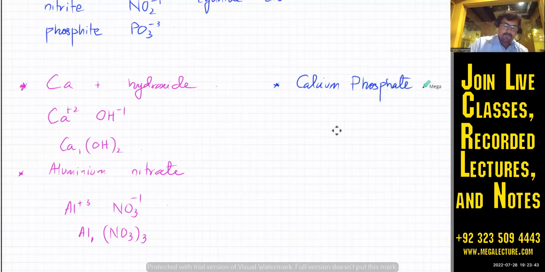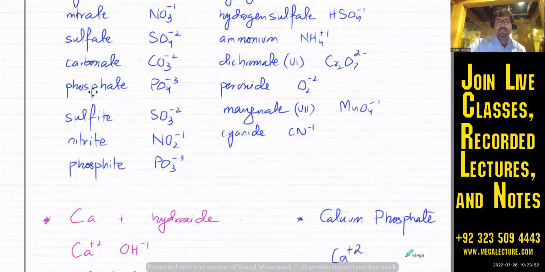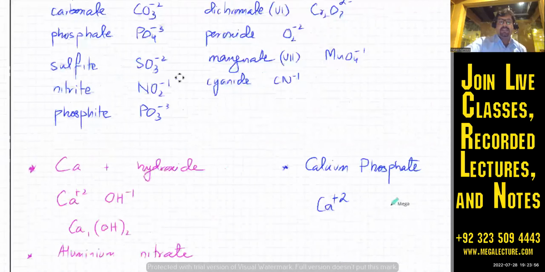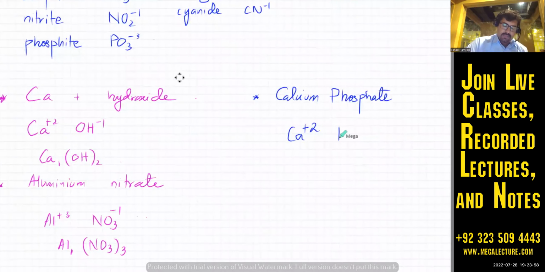What is going to be the formula? Calcium is group 2, so that's calcium with a charge of +2. Phosphate, what is phosphate? Phosphate is this thing, it's PO4 and the whole thing has a charge of -3.